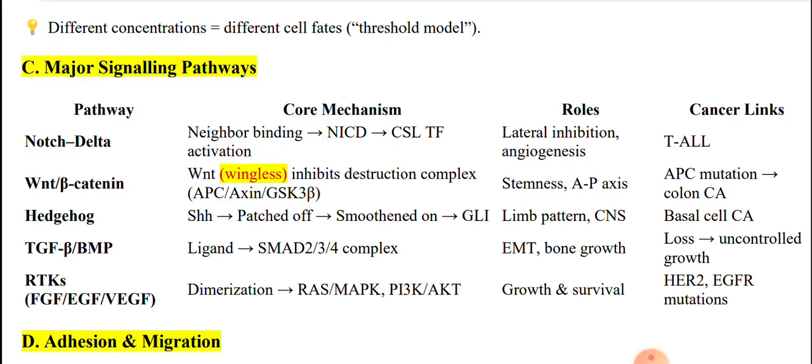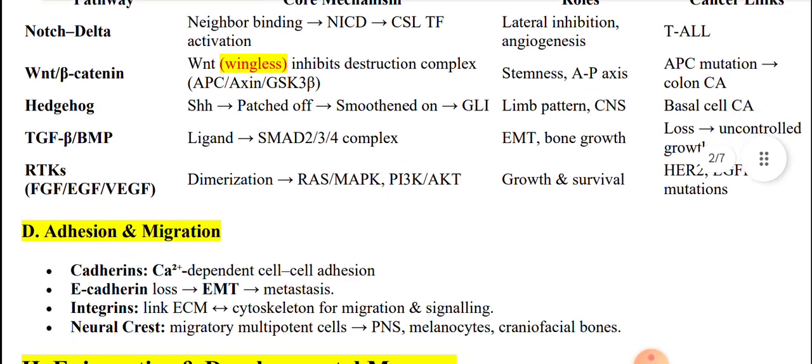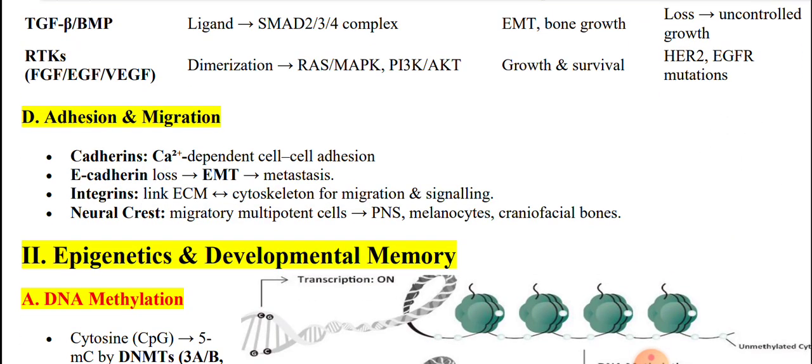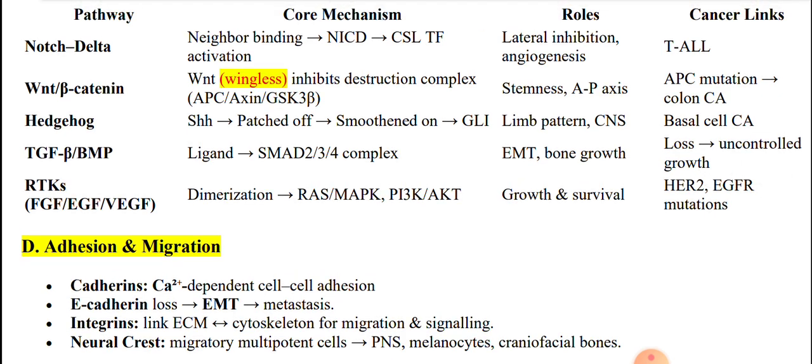Okay. Now, development isn't just chemical signals. Cells need to stick together, and sometimes they need to move. Let's talk about adhesion. What holds tissues together? The primary glue, especially in epithelial tissues like skin or the lining of the gut, are the cadherin molecules. These are transmembrane proteins that link cells to their neighbors in a calcium-dependent way. They form strong cell-cell junctions.